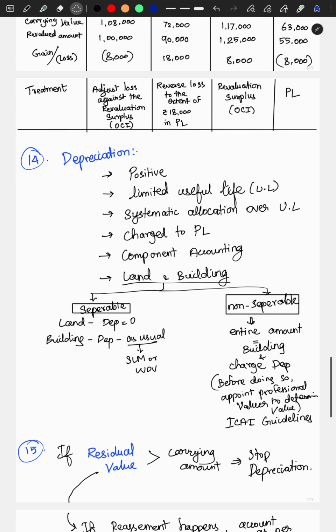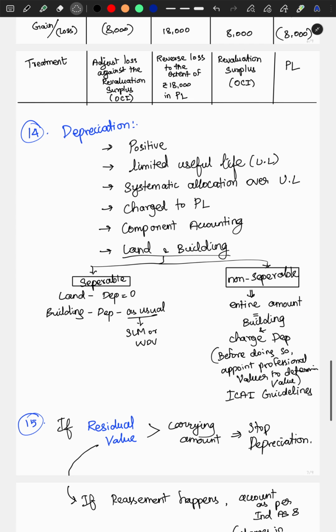Land and building: if there are two assets, one is a depreciable asset and another is a non-depreciable asset, what will be the treatment? First we have to see whether it is separable or not separable. If it is separable, let's say in our case land, which is a non-depreciable asset, depreciation will be zero only, and building depreciation as usual.